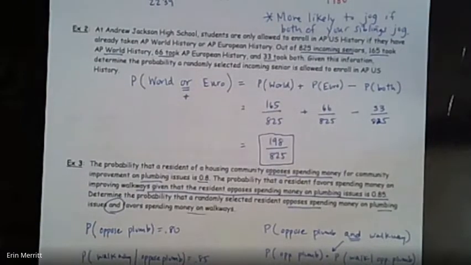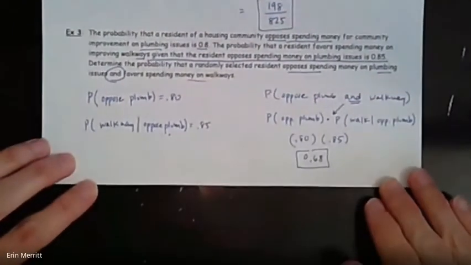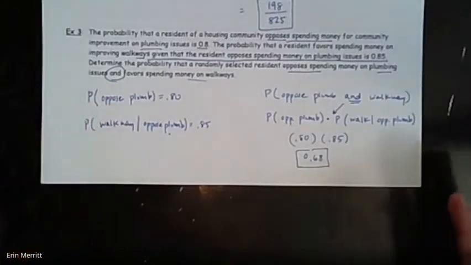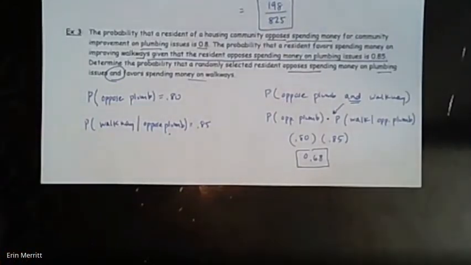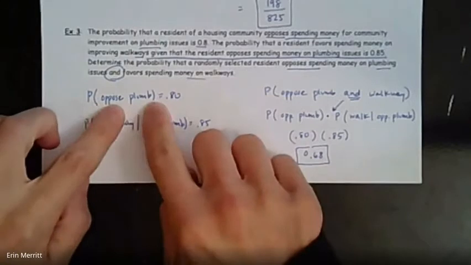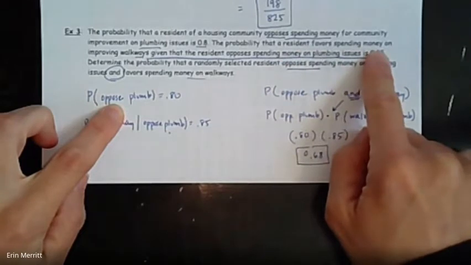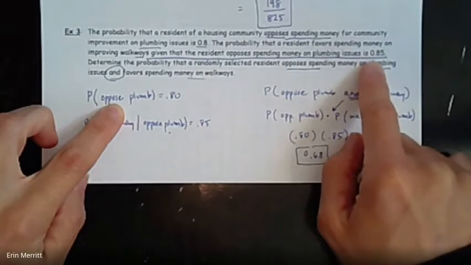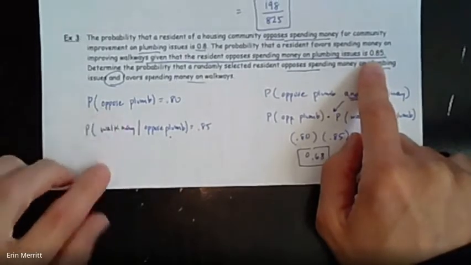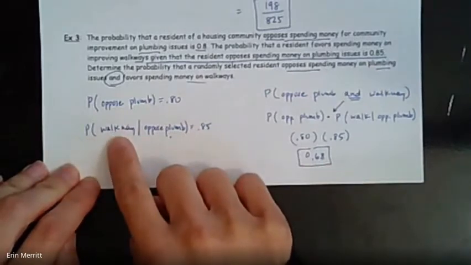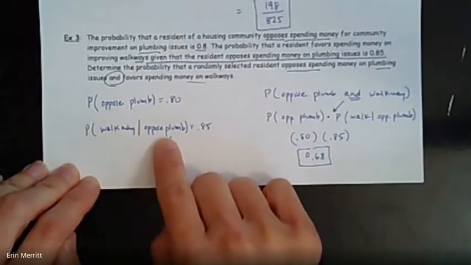As for the very last one, again, it looks wordy. Take your time reading through it. Try to really break it down. So it says the probability that a resident of a housing community opposes spending money for community improvements on plumbing is 0.8. So they're opposing money for plumbing. That's why I wrote oppose plumbing 0.8. Probability a resident favors spending money on improving walkways given that the resident opposes spending money on plumbing issues is 0.85. Again, to simplify that, probability they're good with the walkways given that they oppose the plumbing, 0.85.